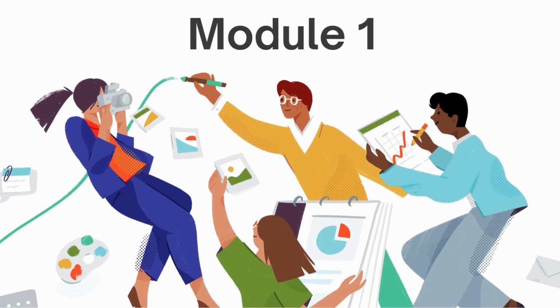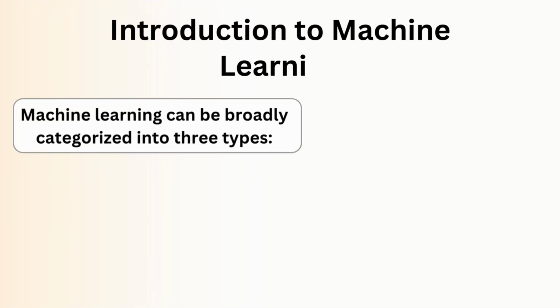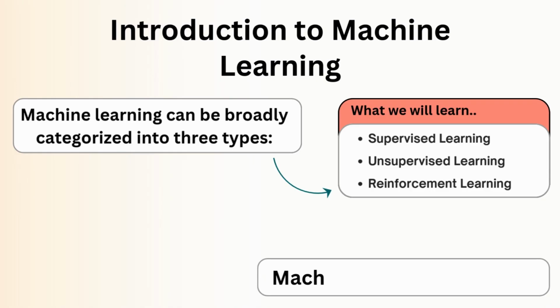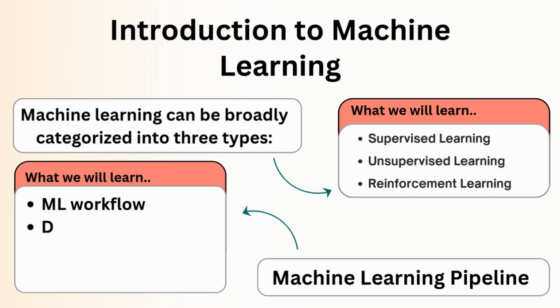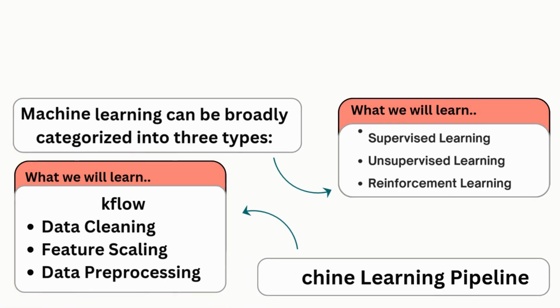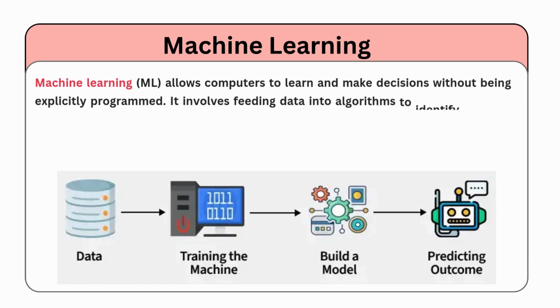So let's start with Module 1, Introduction to Machine Learning. Machine learning can be broadly categorized into 3 types: supervised learning, unsupervised learning, and reinforcement learning. There is also a fourth type called semi-supervised learning, which is a combination of both supervised and unsupervised learning, which uses both labeled and unlabeled data for its model output. We'll be learning about this in the later part of the video. Machine learning pipeline. In this, we will be learning about ML workflow, data cleaning, feature scaling, and data preprocessing in Python.